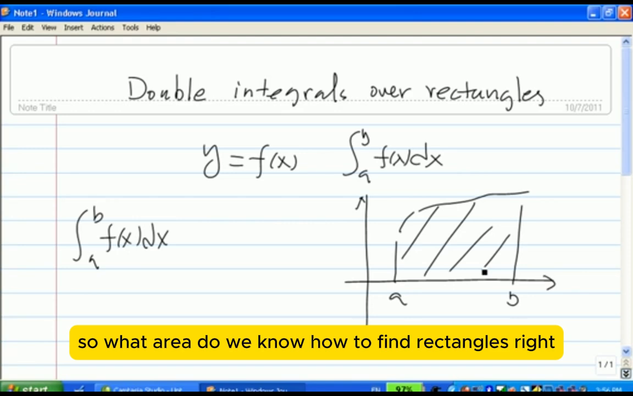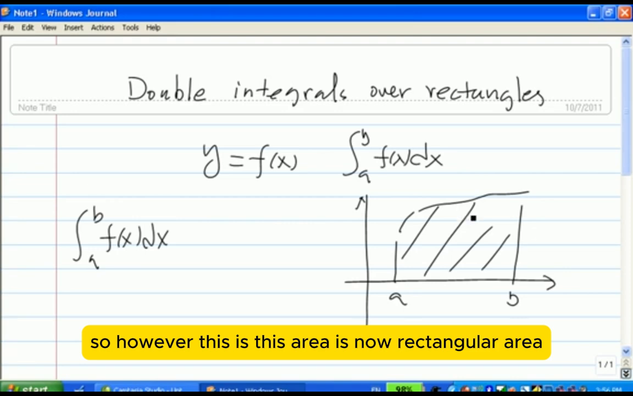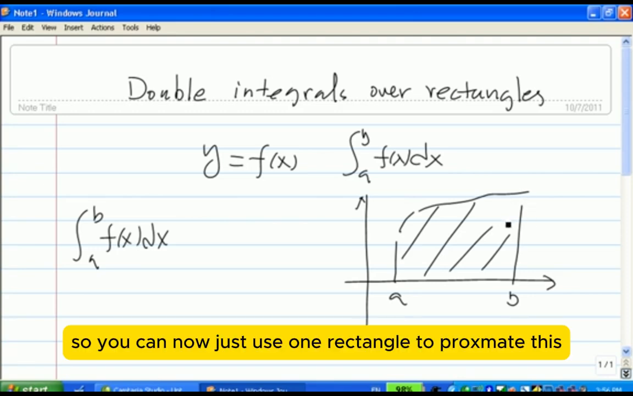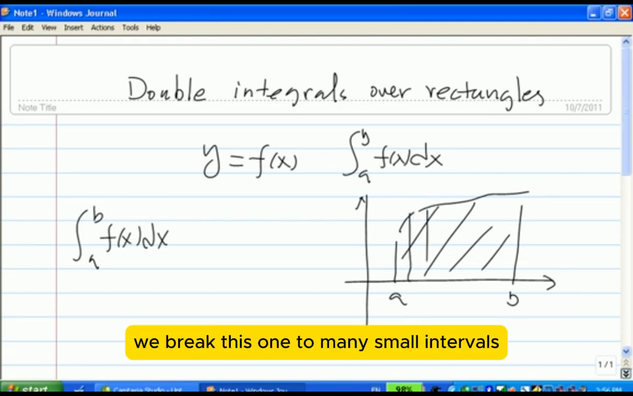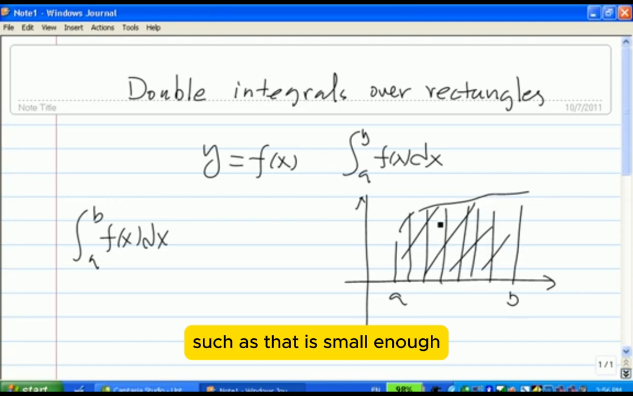So what area do we know how to find? Rectangles, right? However, this area is not a rectangular area, so you cannot just use one rectangle to approximate this. So what we did is like this. We break this into many small intervals, such that each is small enough. We call this interval length delta x. Now we pick a sample point, say xi, and use f(xi) as a height. Then you make a rectangle.